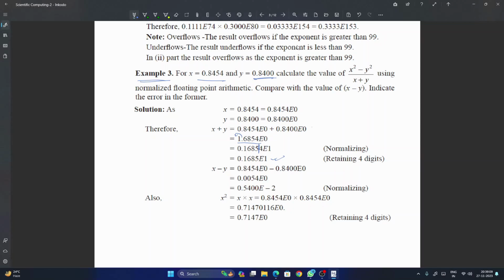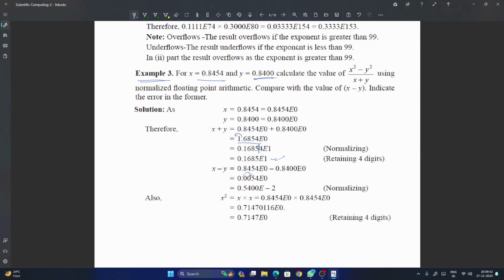Now in the final saving, this 00 is not acceptable in the normalized form, because in the normalized form after the point you must have a non-zero value, so it will shift the point from here to there, before the 5. So that's why the exponent will again be reduced by 2. So 0.54 and these two blank spaces will be filled by 0, and E minus 2. So that is the normalized form for x minus y.